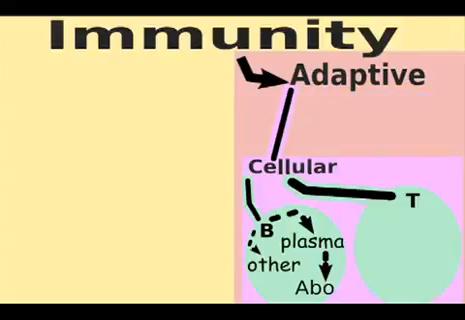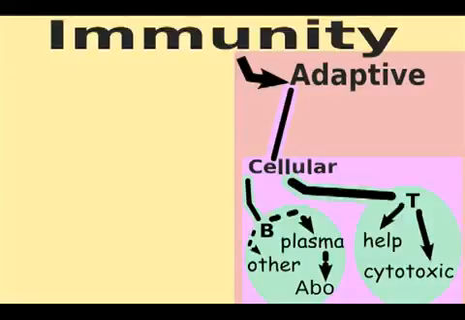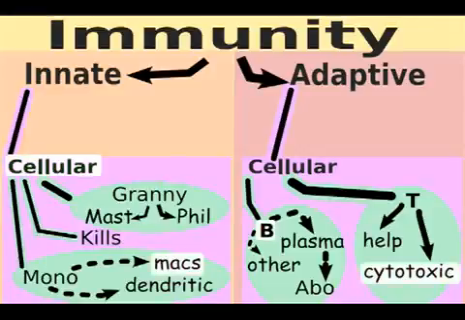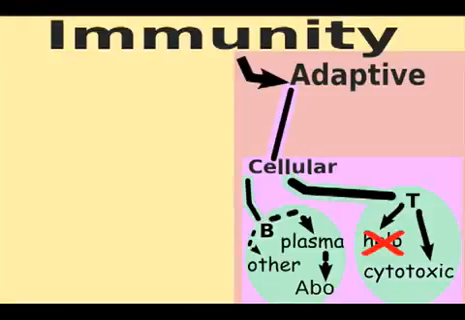T cells are divided into cytotoxic T cells and helper T cells. Cytotoxic T cells actually kill bad cells. Helper T cells help other cells do their immuno jobs. If you have bad helper T cells, like in AIDS, you'll have immune problems.